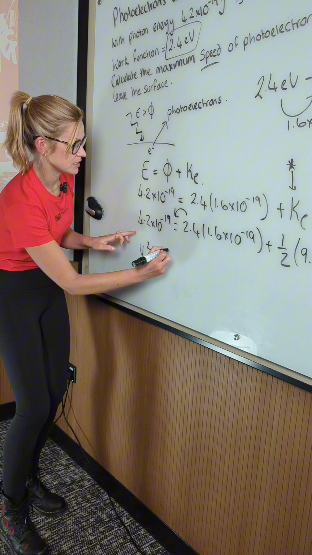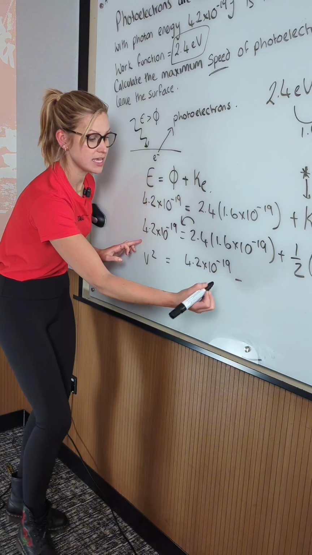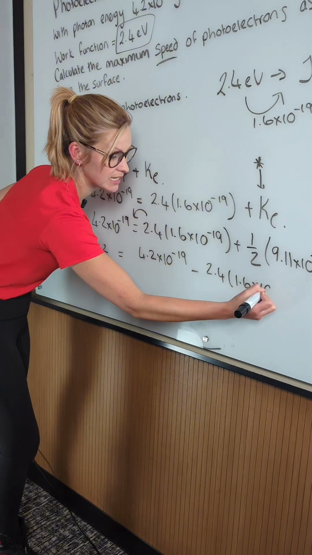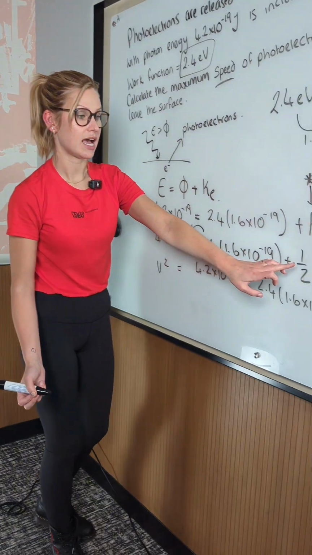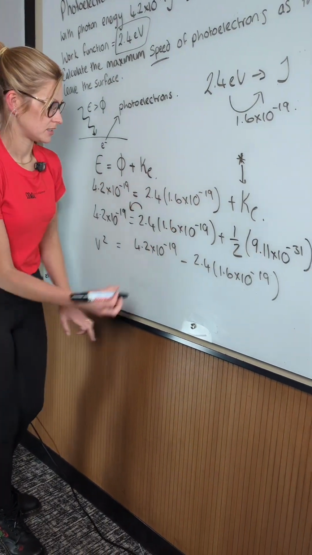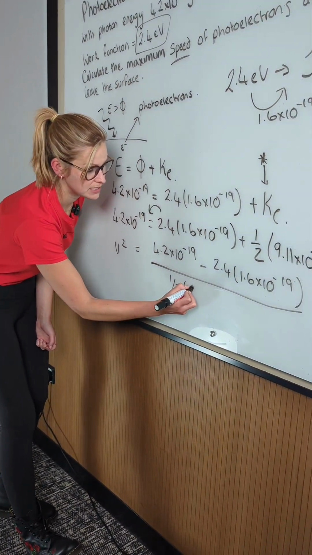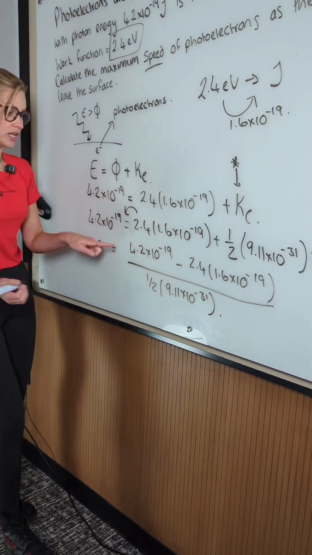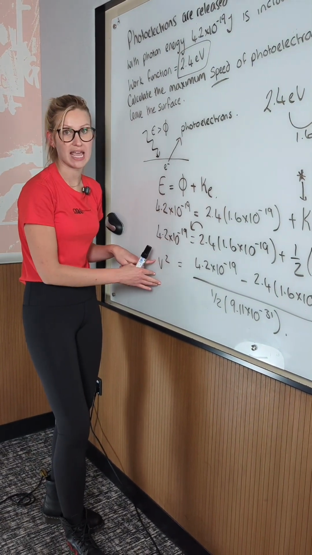So what I have is 4.2 times 10 to the negative 19, take away 2.4 multiplied by 1.6 times 10 to the negative 19. Then what I need to do is I can see that I need to divide through by this. So now I'm going to divide through by a half times 9.11 times 10 to the negative 31. When I do this math, that's v squared. So I just need to make sure to square root my answer at the end.